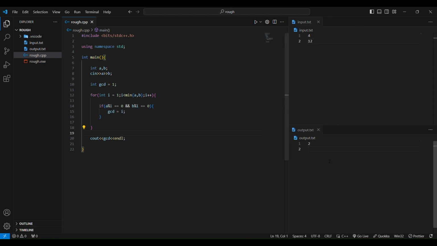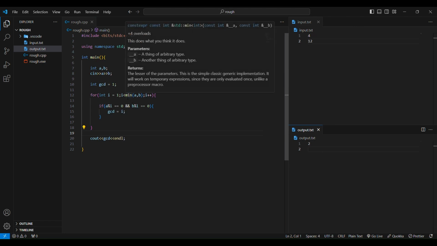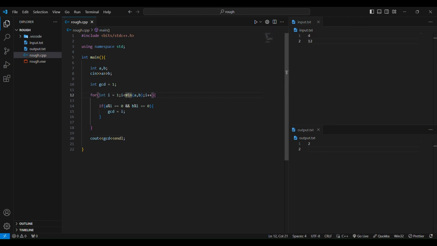The answer is again 2, but it shouldn't be 2, it should be 4. Okay, I'm not including that 4, right? So I should give equals to here. We are basically going from 1 till 4. We shouldn't exclude that. So let's run once again. Yeah, 4. So the time complexity of this code is basically O of n, or to be specific, O of minimum of a comma b, right? Whichever the number is minimum, the iteration will be going for that many times.